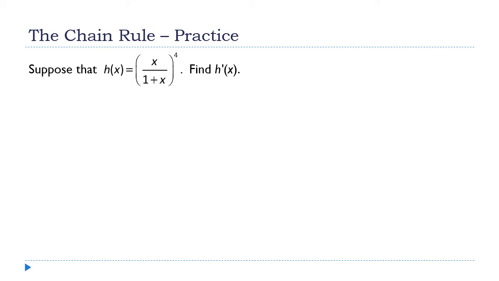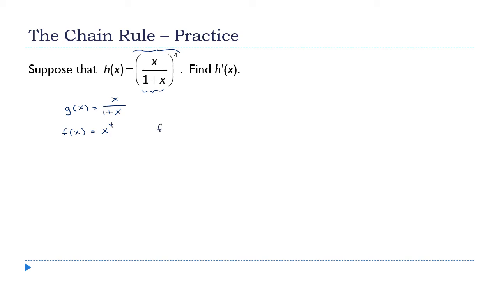Okay, so let's see. Here I'm going to do the chain rule first. I see I've got my inside function here, that's that rational expression, and my outside function is this something to the fourth power. So I'm going to let g of x equal x over 1 plus x, and f of x equal x to the fourth.